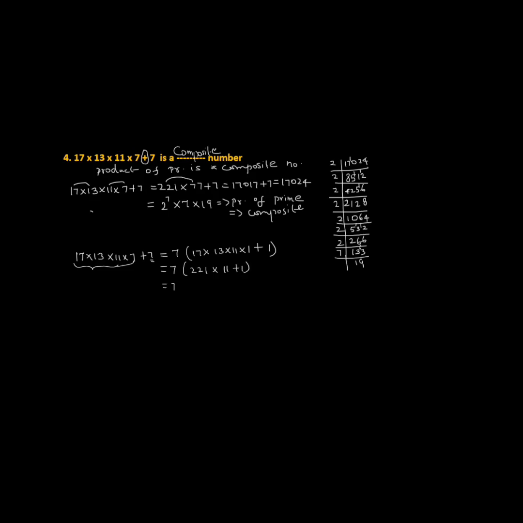Now 221 into 11 is 2431 plus 1. So we have 7 into 2432. Now what are the prime factors for 2432?